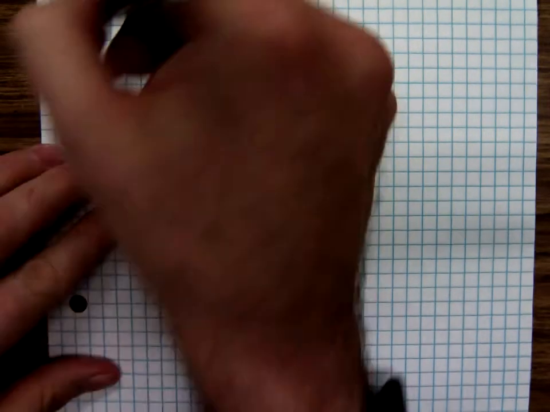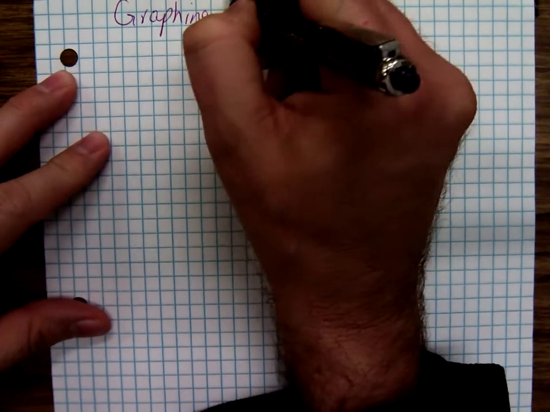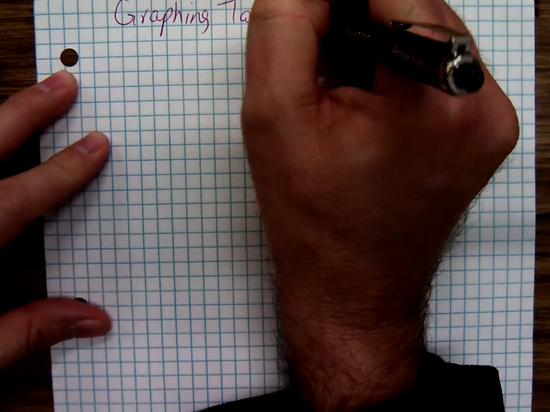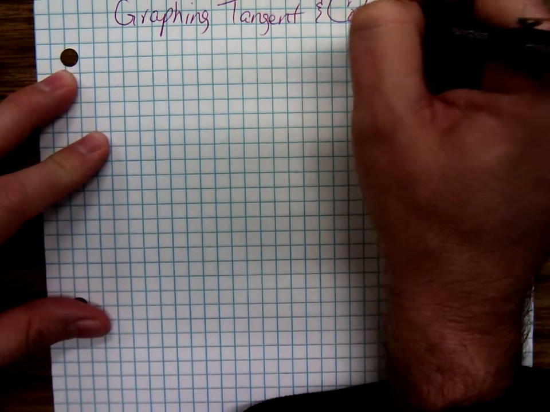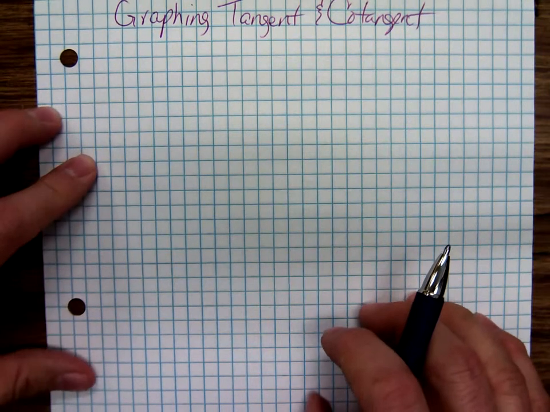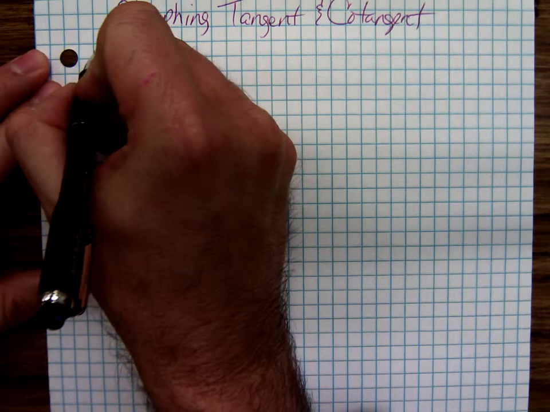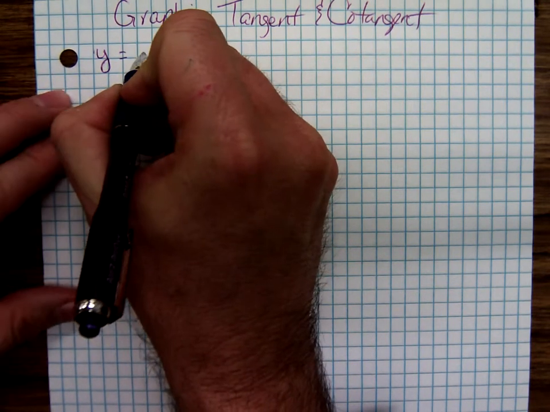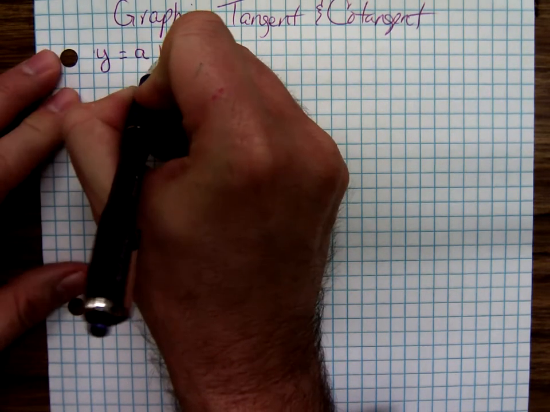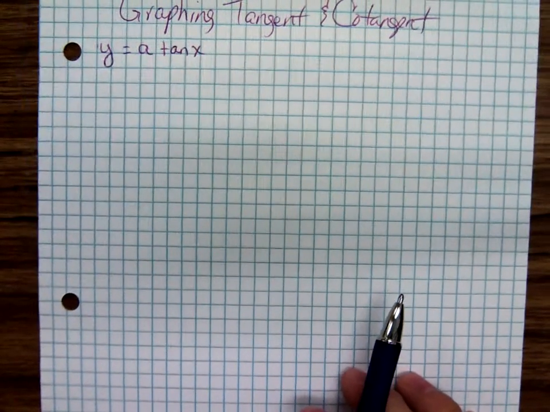This is Anthony Priscilla, graphing tangent and cotangent curves with my trigonometry class today, as if I'd been graphing these in some other class. Of course, it's trigonometry. Graphing tangent and cotangent. And the basic shapes for, let's do y equals, I'm going to go ahead and write it as a times tangent x. And that a doesn't stand for amplitude.